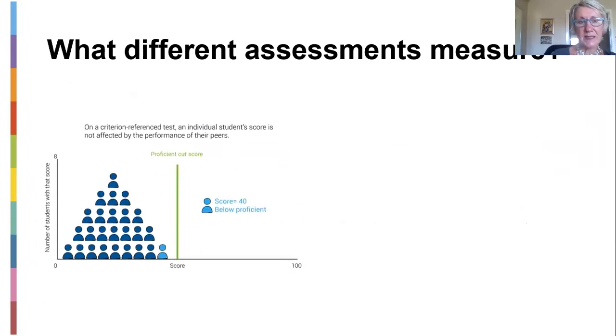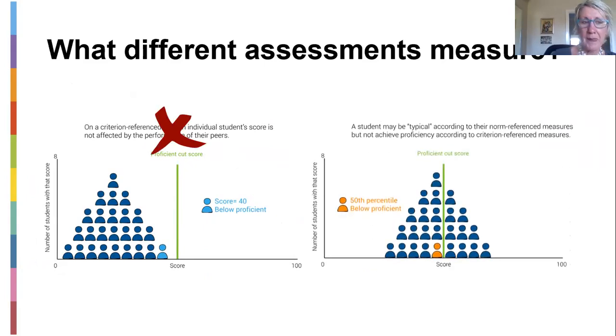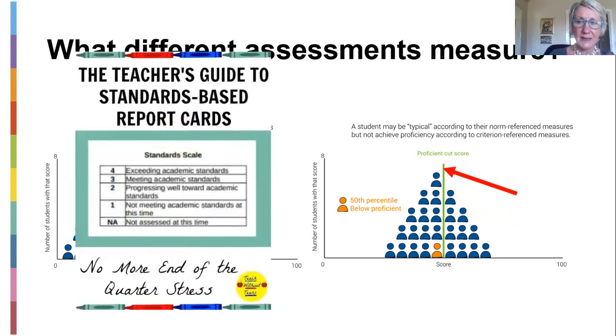So what do different assessments measure? This is a criterion. It does not compare the student to other students, okay? This is the other kind, which is more the norm referenced. It says here, but not achieve proficiency according to criterion based. The student may be typical, there we go, but it's not meeting that need. There's a student right at the bottom as well. This is the standard based, which we understand more from the CAPS. Progressing well towards academic standards, says number 2. So this is their level that they've got.